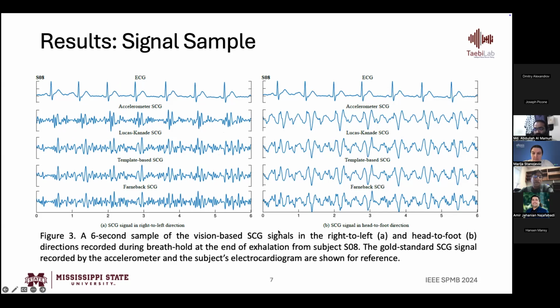Now I have a question. You measured only two components, left to right and head to foot, and the third component you couldn't measure, is that right? Yes, because from the vision-based method we only capture left to right and head to foot. We cannot detect the dorsoventral direction. In that case we actually need 3D data, and we only have 2D data, so we cannot capture it. Okay, thank you. You are welcome.